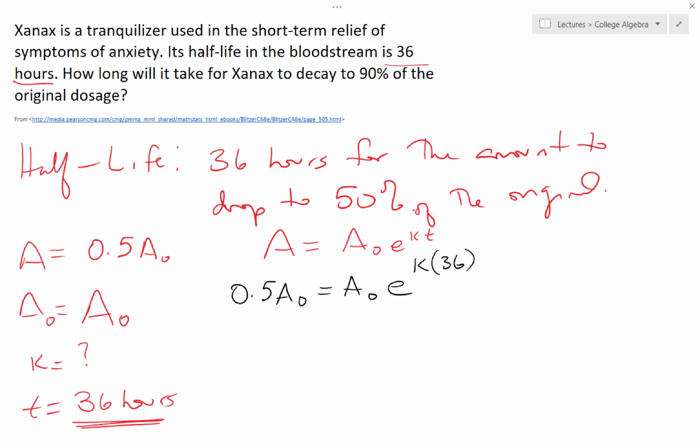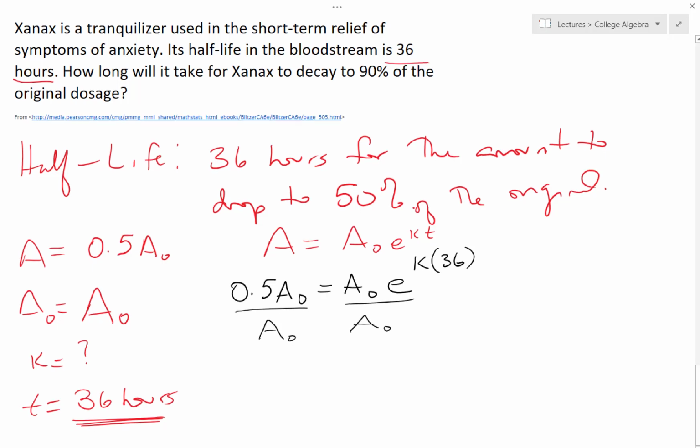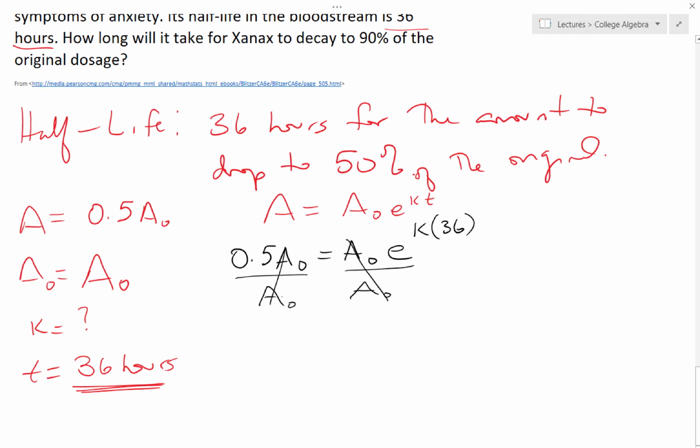Well, where is a sub 0? It's on both sides of this equation, as long as I'm not starting with nothing. So let's just make sure we establish that. If you started with no Xanax in your bloodstream, 36 hours later, you'd have half of, wait for it, nothing left in your bloodstream. So 0 is just, we don't talk about 0. But if a sub 0 is not equal to 0, that means that I can divide both sides by a sub 0. Cross out, and I have only numbers left over.